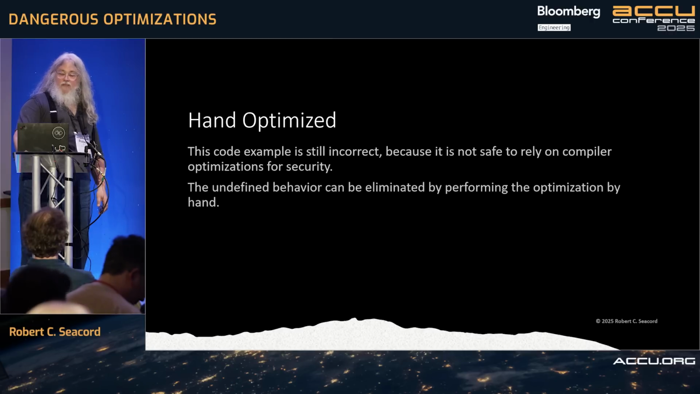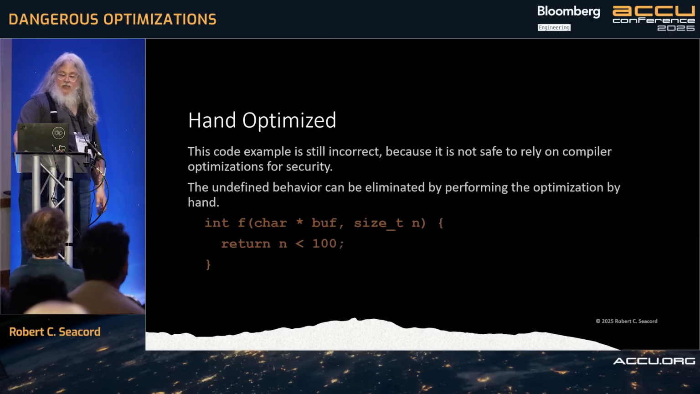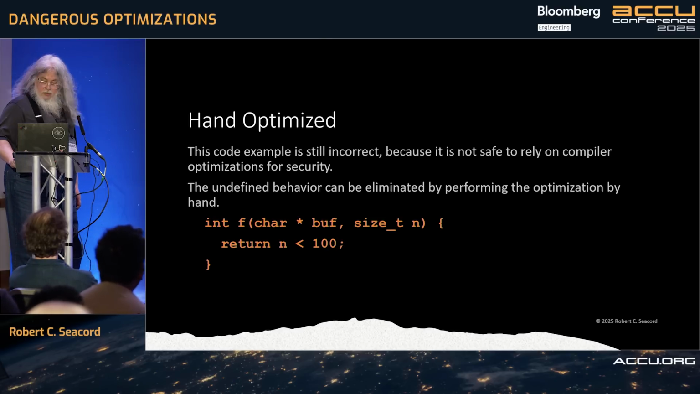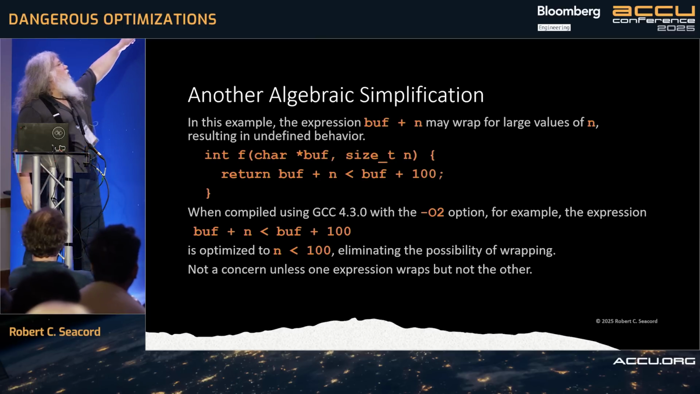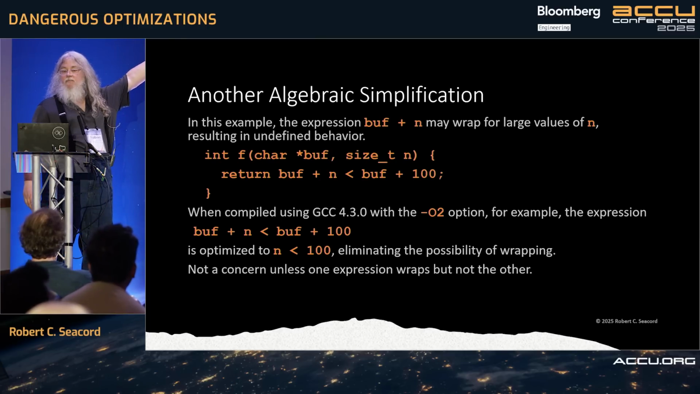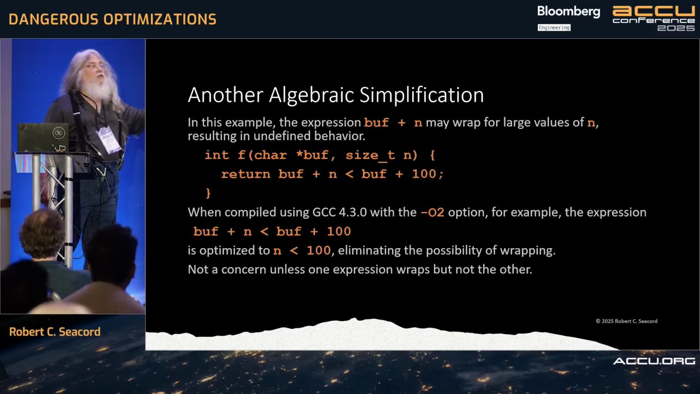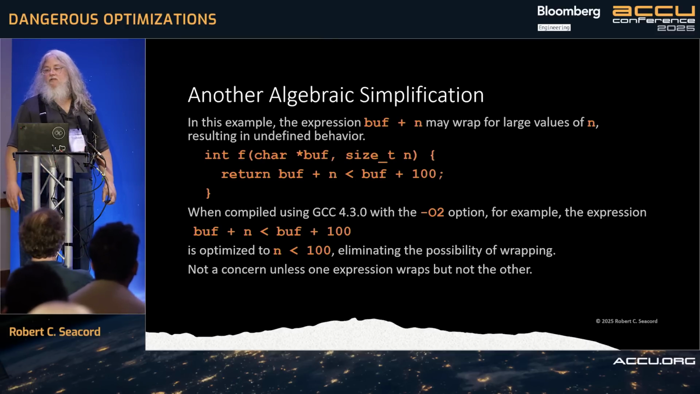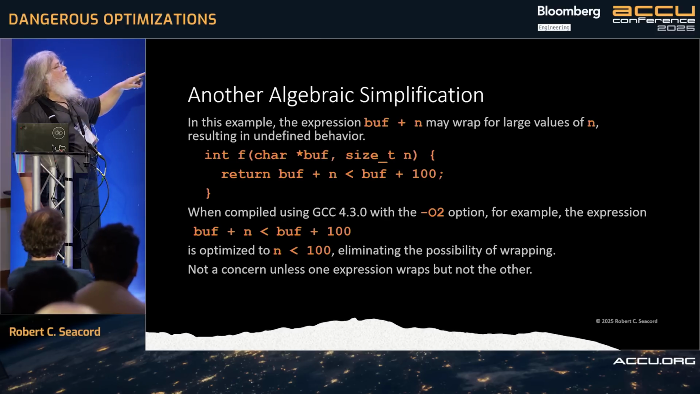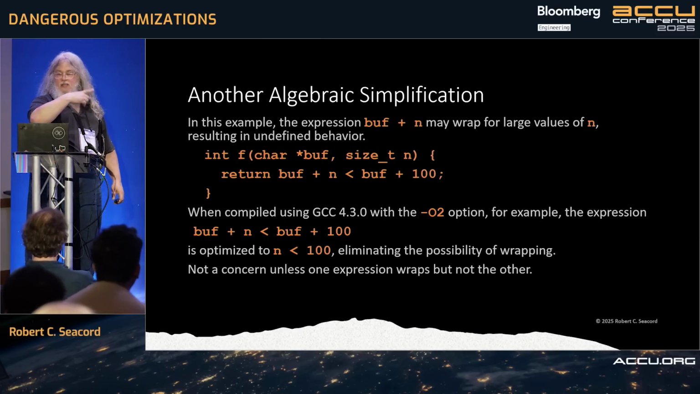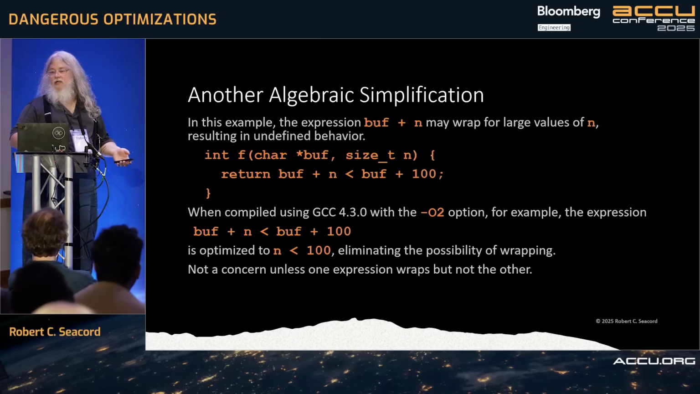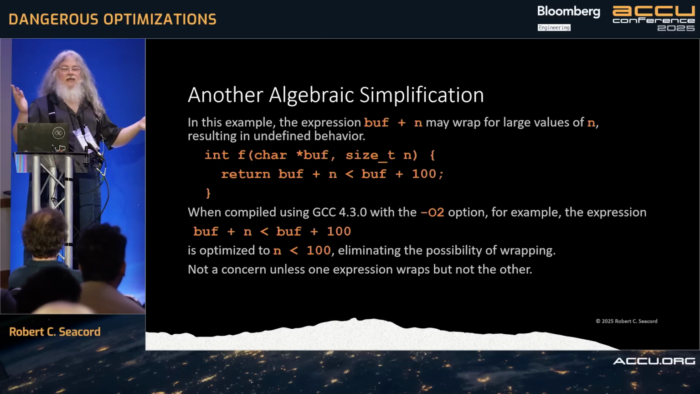So this undefined behavior can be eliminated by performing this optimization by hand and just changing the code to n less than 100. Now, probably most developers are smart enough not to write that code, right? But where this code comes from quite a lot is just some macro expansion, right? Where you pass buff and n and 100, and you don't realize that it is expanding into this sort of operation with UB, right? So that's really tough.